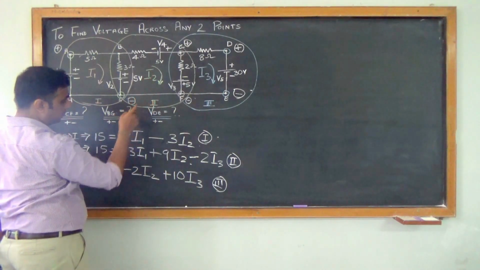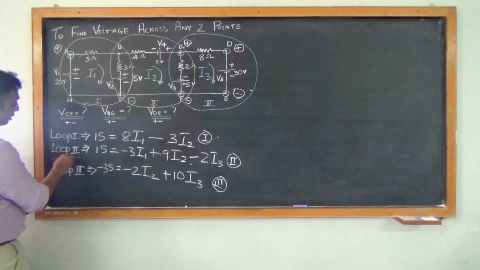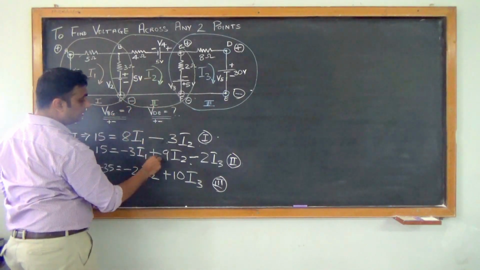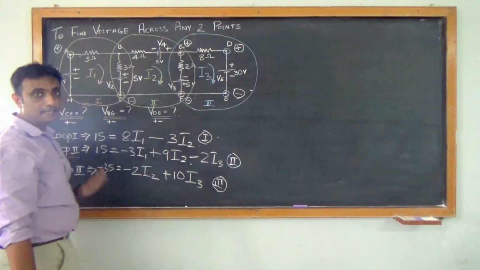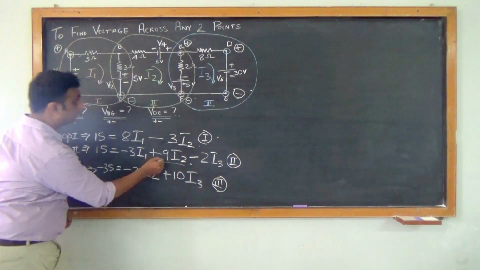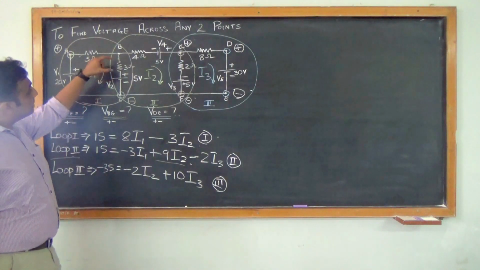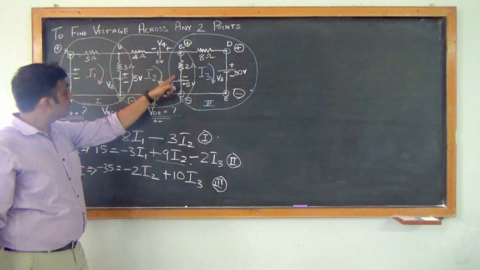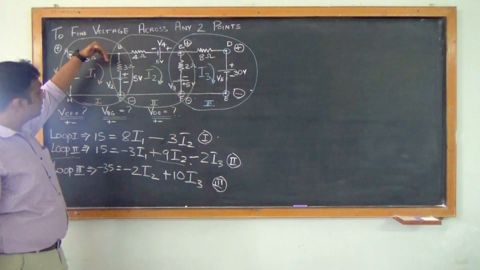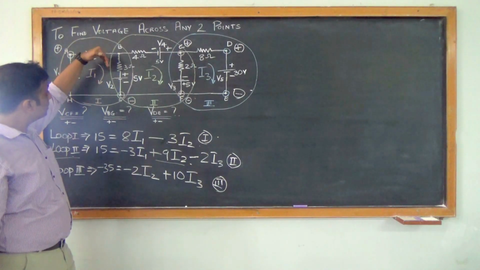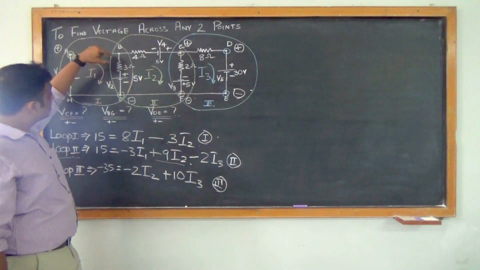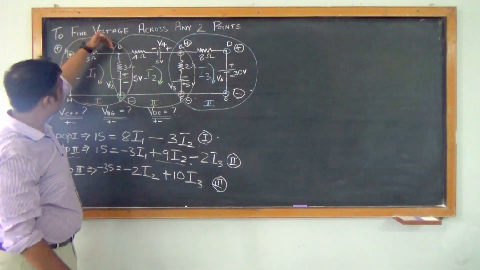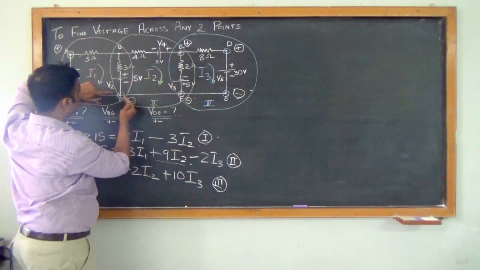As I am talking with regard to loop 2, and loop 2 is pertaining to I2, I2 will always be positive and the others will be negative. So I got my 9 I2. Now in the 3 ohm resistor, this is the junction. So the 3 ohm resistor is interacting not only with I2, but also with I1. So the current in the 3 ohm resistor is a combination of I1 and I2. I1 will be from top to down and I2 will be from down to top.